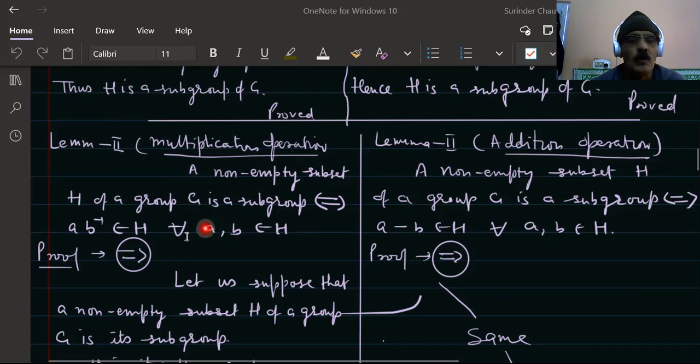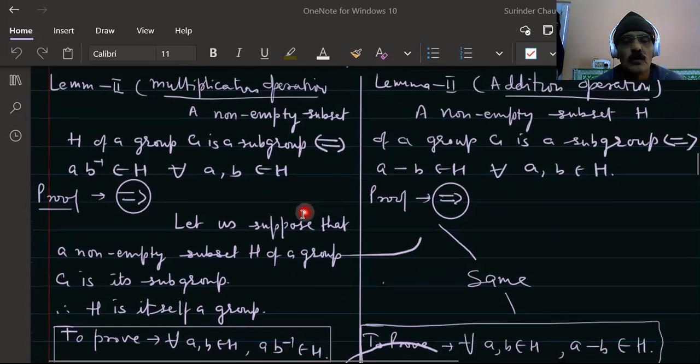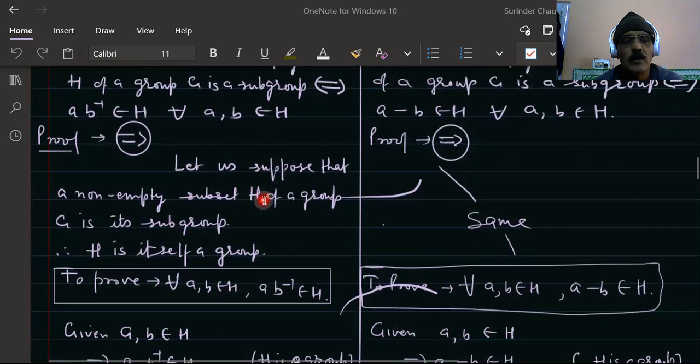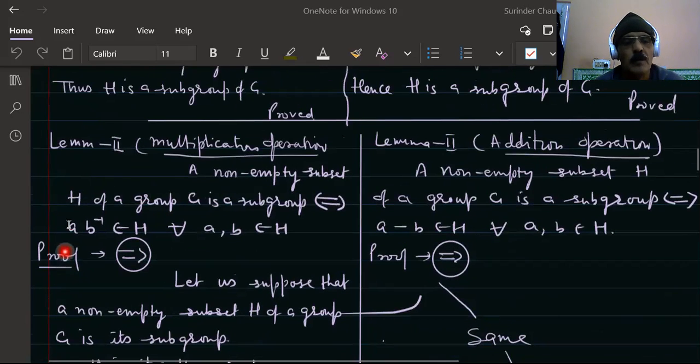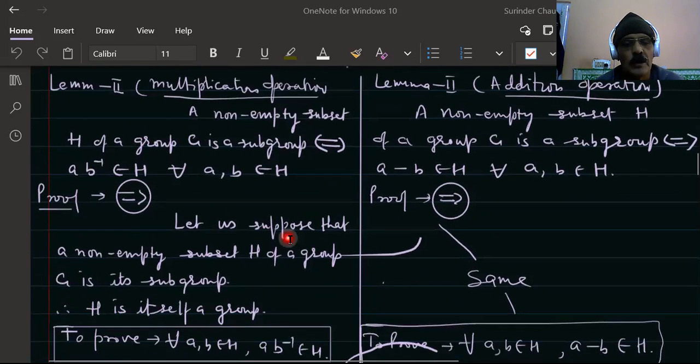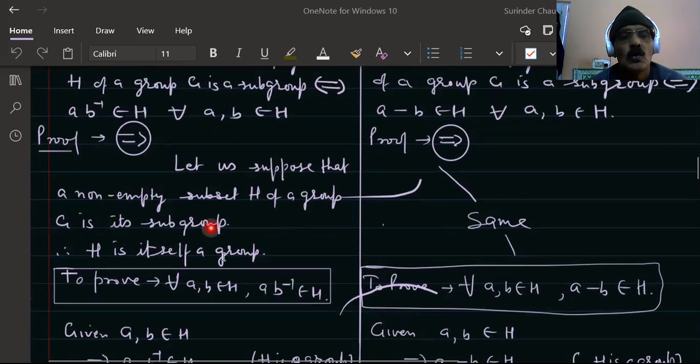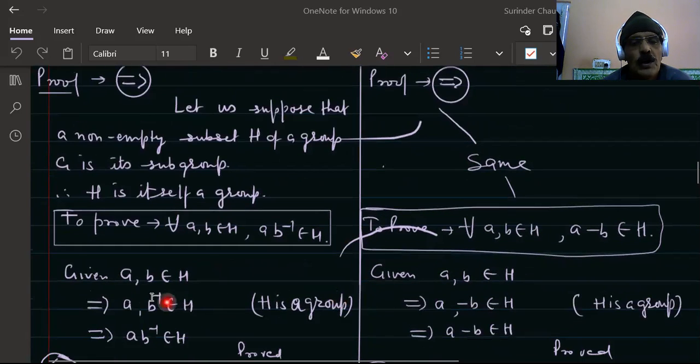So now the necessary part again. A non-empty subset H of a group is a subgroup. This is given. Our aim is to show a, b inverse belongs to H for all elements. Let us suppose that a non-empty subset H of a group G is a subgroup. Subgroup means H is itself a group, which means H has all the four axioms. Our aim is to prove a, b inverse belongs to H for all a, b belonging to H.